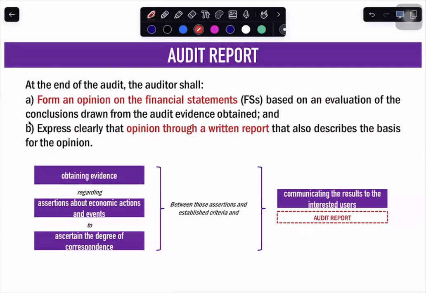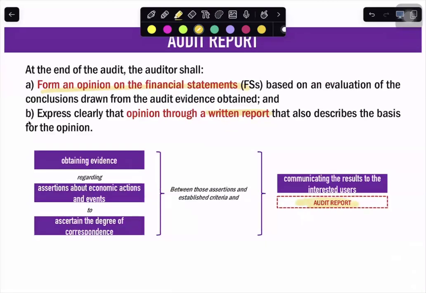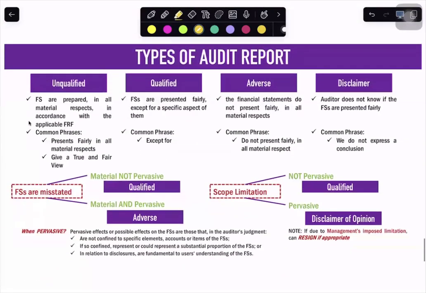Now, your audit report. At the end of the audit, the auditor shall form an opinion on the FS through a written report. So the written report is, of course, the audit report. So what are the audit reports? The following are the types of audit report. First, we have unqualified. Next, we have qualified. Next, we have adverse. And then we have a disclaimer. First, your unqualified. For unqualified, FS are prepared in all material respects in accordance with the applicable financial reporting framework. So fairly, give a true and fair view.